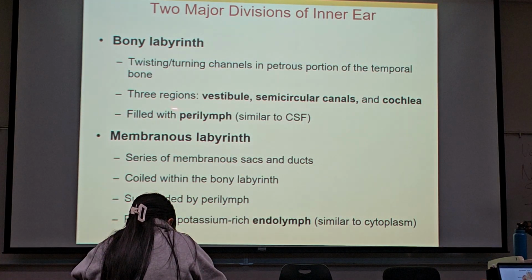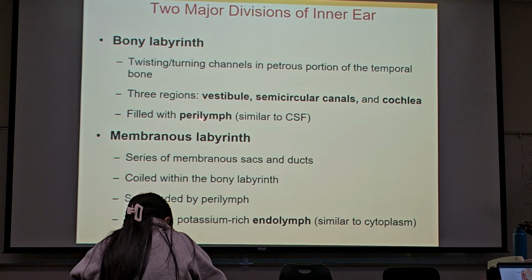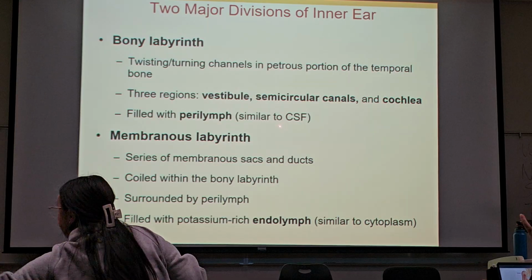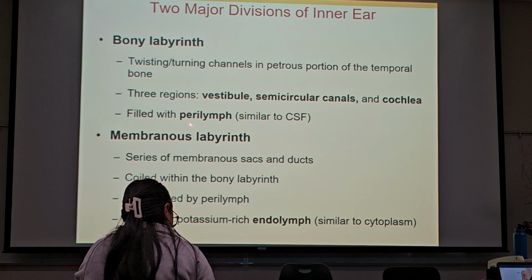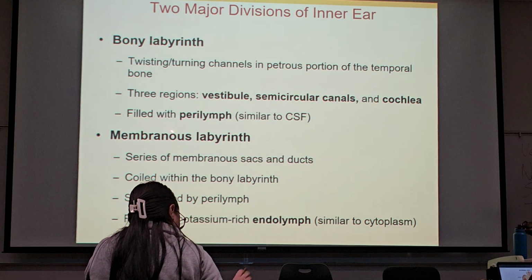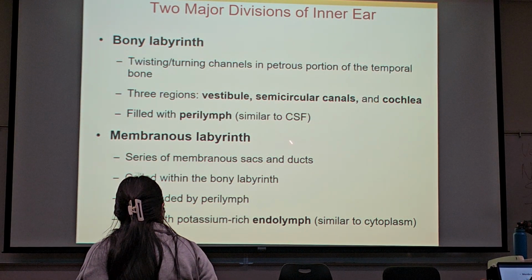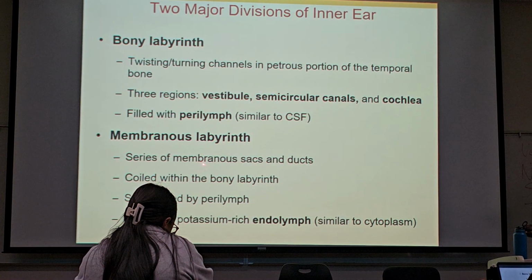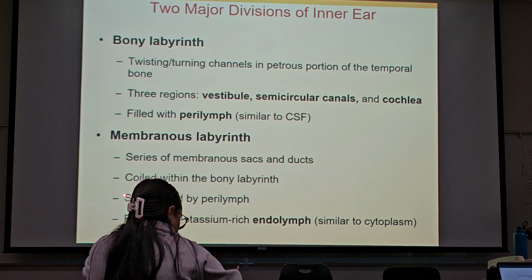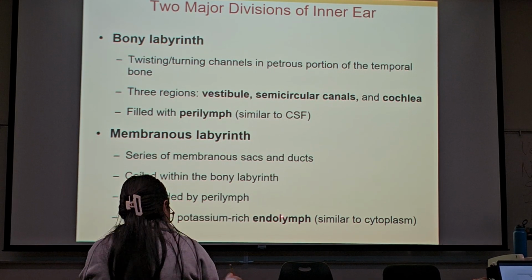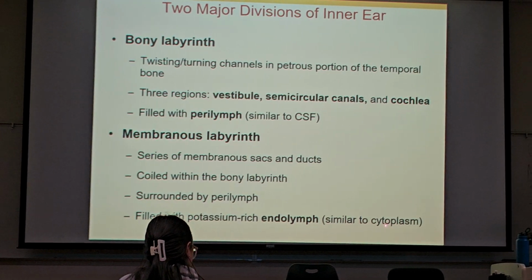It is filled with perilymph, the bony labyrinth, which is similar to the cerebrospinal fluid. And then we go into the membranous labyrinth that's surrounded by this perilymph, but follows the contours of the bony labyrinth. So it coils within the bony labyrinth, surrounded by the perilymph. But the membranous labyrinth is filled with another fluid, endolymph, and that's similar to cytoplasm in our cells.